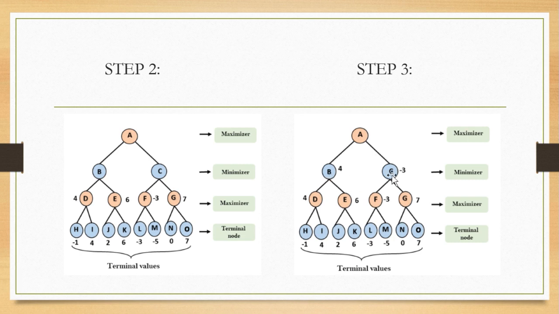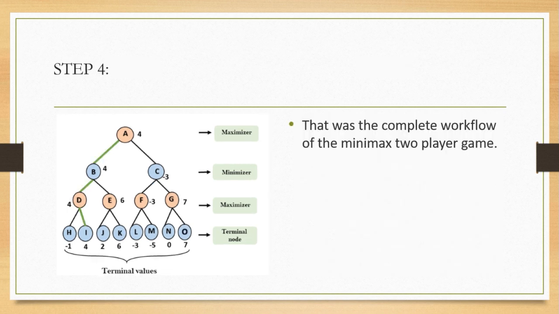And here C. C has F and G. F has the value of minus 3 and G has the value of 7. Which is the minimum value? Minus 3 is the minimum value, right? So update C as minus 3. Okay. So getting into the next step.